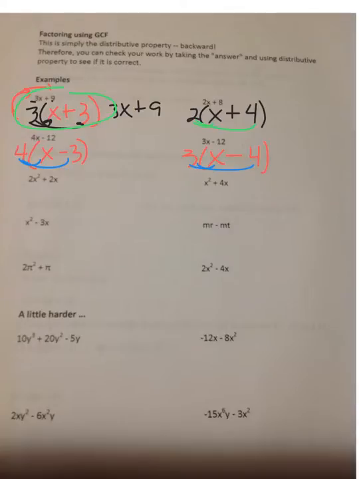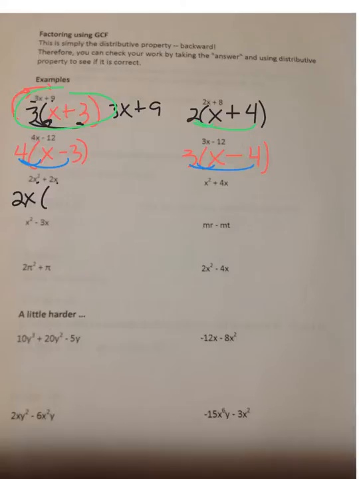Now let's look at 2x squared plus 2x. Got a greatest common factor of 2. But before we put that parentheses up, we've got an x squared and an x. Remember, when you have exponents and the bases are the same, we're going to pick the smallest exponent value, which would be x. So 2x is the greatest common monomial factor of 2x squared and 2x.